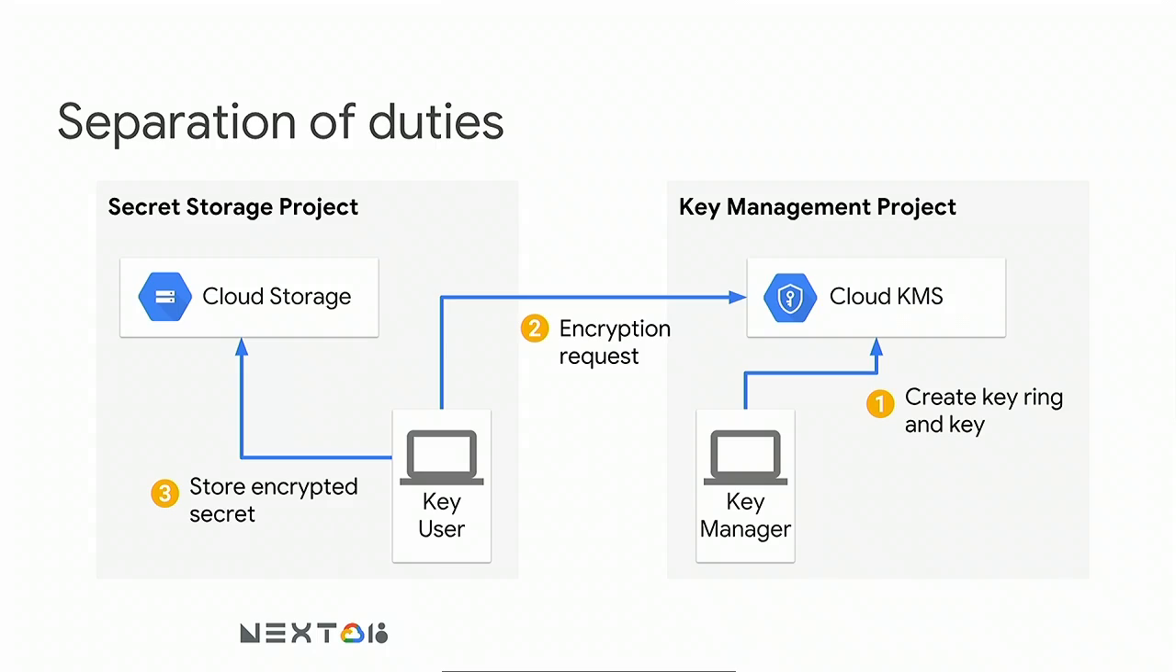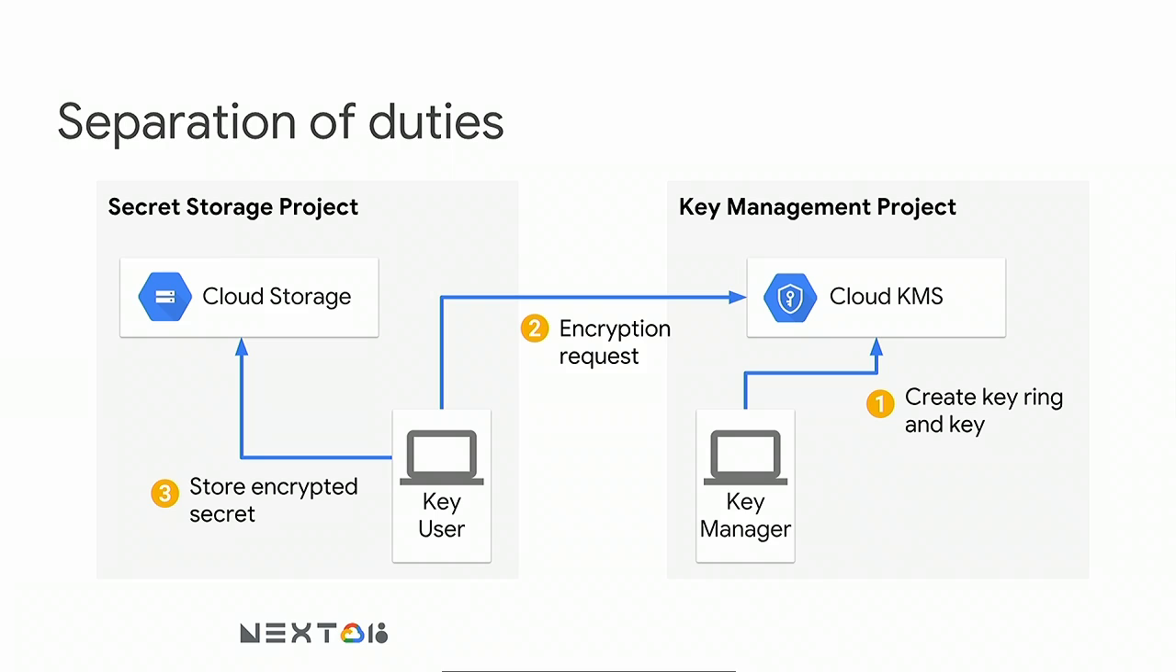So the recommended solution for this, and this is in the public documentation, is building 2 projects to separate the duties. And actually, there's 3 if you think about the application that's running as well. So on the left-hand side, we have the secret storage project, and we're going to store them in Google Cloud Storage. On the right-hand side, we have the Cloud KMS project, which does the encryption and decryption. And the nice thing here is that one person or one team can manage the keys. Another person and another team can manage the encrypted secrets.